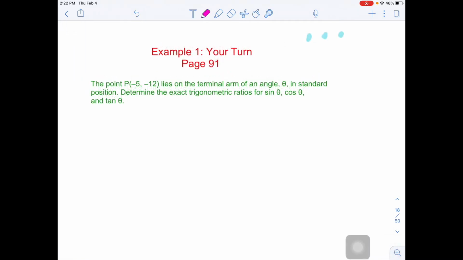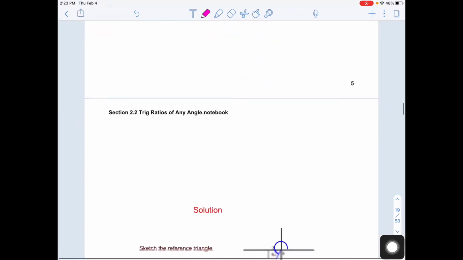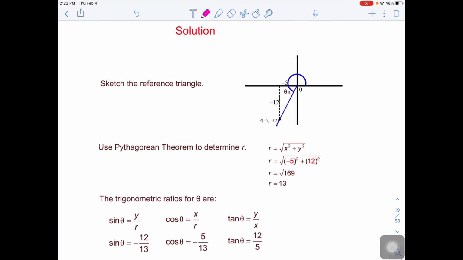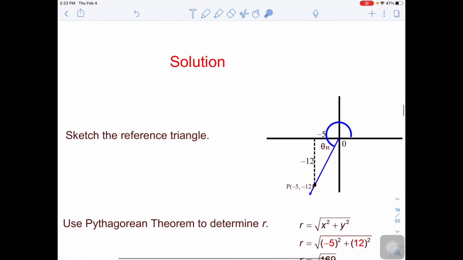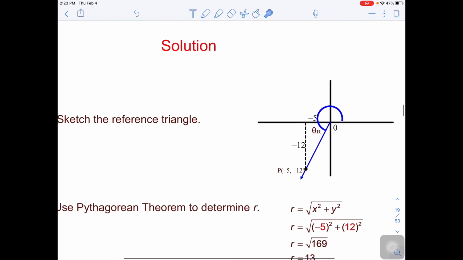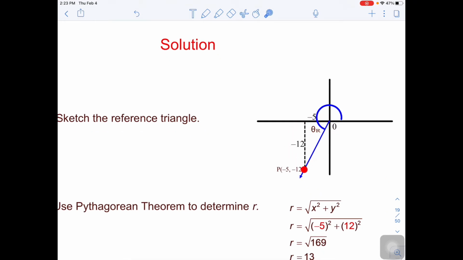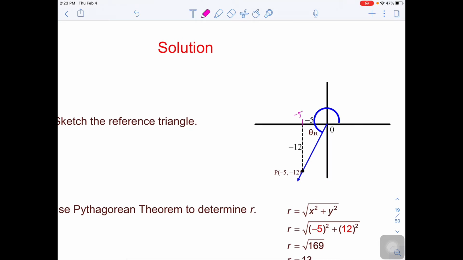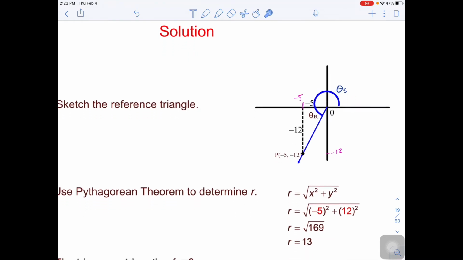So hopefully you gave this one a shot. I'm not going to fully run through it, but I'm going to go through and quickly just highlight some things in the solution. So the solution's on the next page. So the first thing that they did here is you draw your quadrantal, hopefully that's what you did, and then you created your point and then your reference angle. So again, this would have been -5 here, and this would have been -12 here. And at that point, you can see that they noted the reference angle, but that entire blue angle here, that would have been your standard angle. And that's what you're really trying to find. You're trying to find these standard angle ratios.